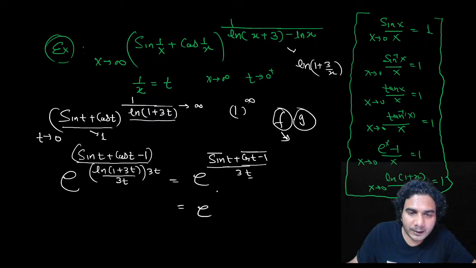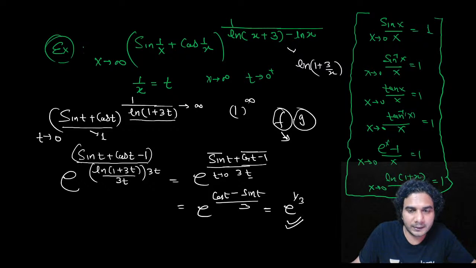If you apply LH rule, this is going to be cos t minus sine t divided by 3, and put t is equal to 0 in this, so it is going to be 1 minus 0. So e raised to 1 minus 0 is 1 upon 3. Yes, correct. Now you have got it correct. Good one. Now you try this one.